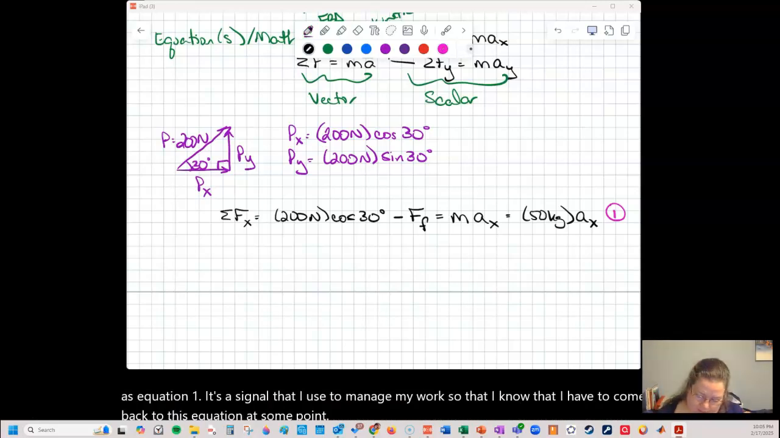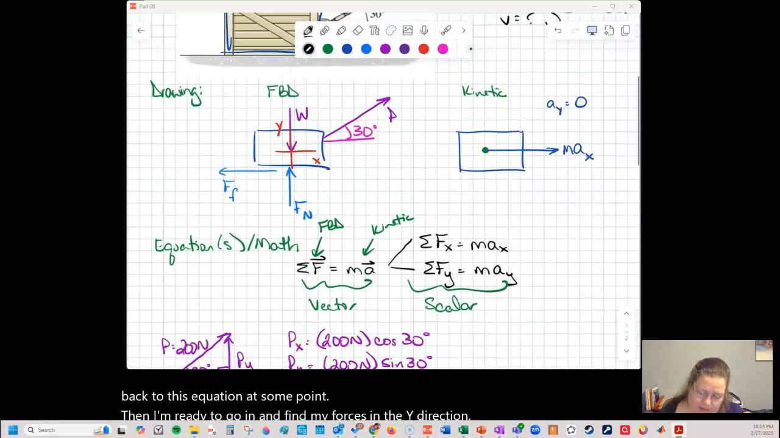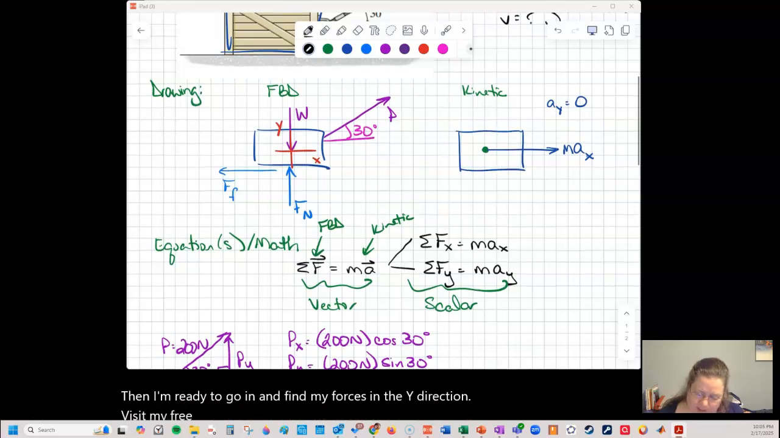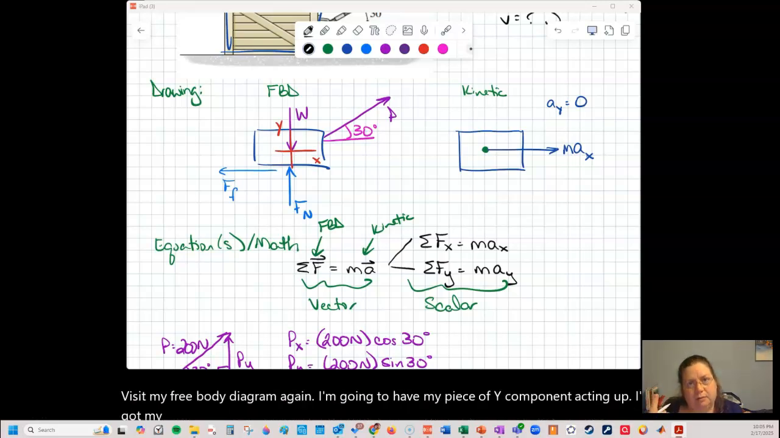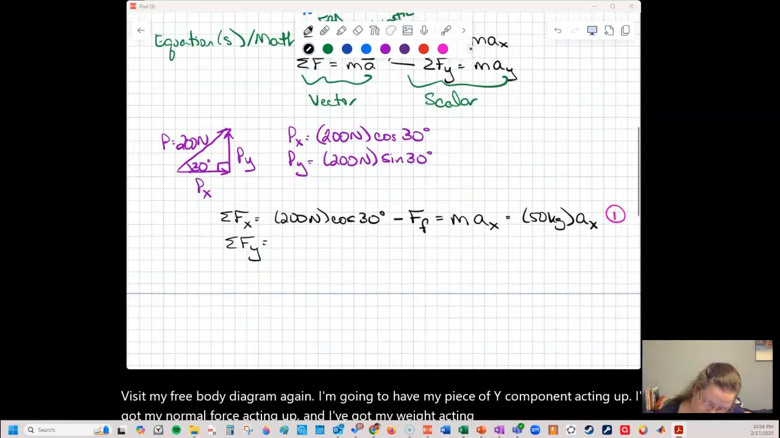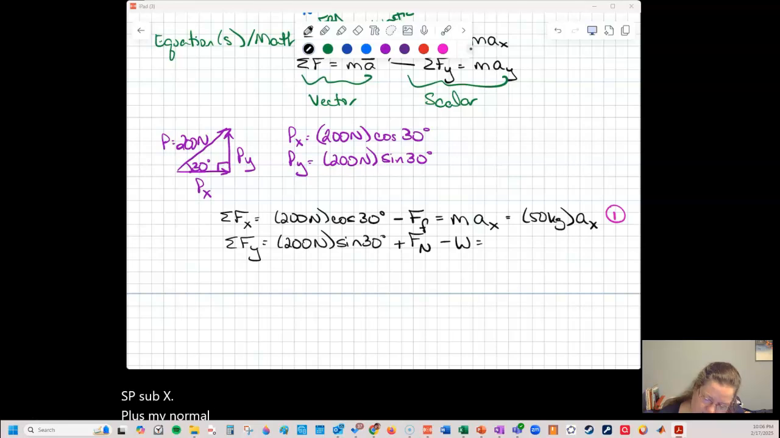Then I'm ready to go in and find my forces in the y direction. Visit my free body diagram again. I'm going to have my P sub y component acting up. I've got my normal force acting up, and I've got my weight acting down. So P sub y plus my normal force minus my weight. That is going to equal 0.